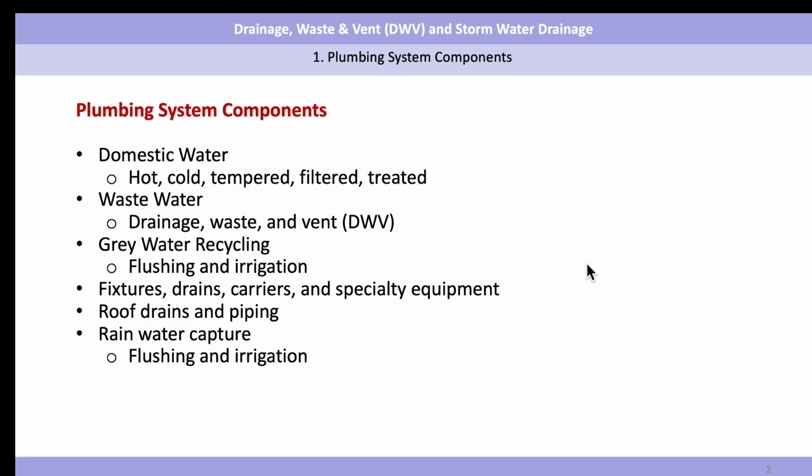And what is gray water? We can recycle and reuse gray water. Gray water includes the water from the bathtub, water from washing clothes, and water from air conditioning. And what is black water? Black water usually includes solid and liquid, like water from the toilet and water from the kitchen sink. And fixtures, drains, carriers, specialty equipment.